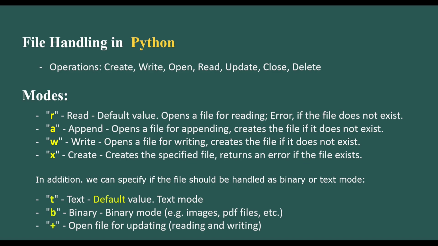Then next is B, that is binary mode. We have to specify it by writing B in the mode specifier, and it is commonly used for images, PDF files, etc. Then we have the plus operator. It represents opening a file for updating, that is reading and writing both.